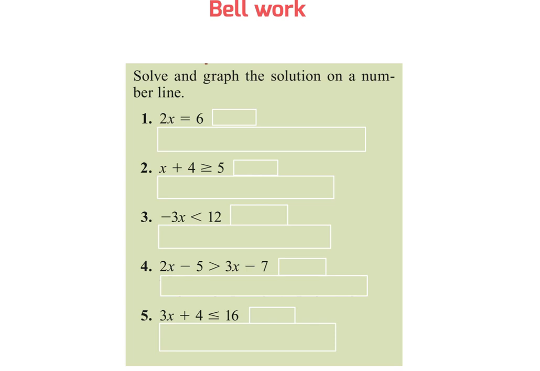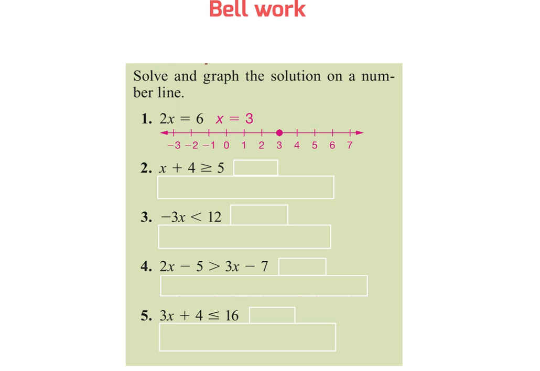This wanted you to solve and graph the solution on a number line. The first one you should have just divided both sides by 2, and you would have gotten the answer x equals 3. On a number line, that would just be a dot, a closed circle on that number. The next 4 were inequalities.